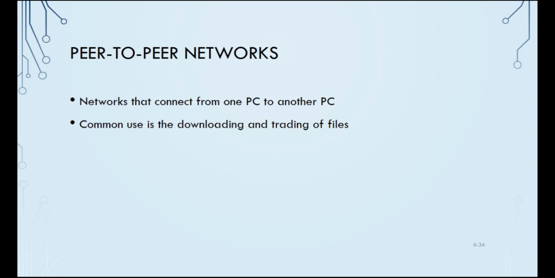Peer-to-peer networks. It is a network that connects one PC to another PC. It is commonly used in the downloading and trading of files. So peer-to-peer is different from client-server. Peer-to-peer is a way of communicating directly between 2 devices with no third party in between. So in the peer-to-peer model, there is no client and there is no server.